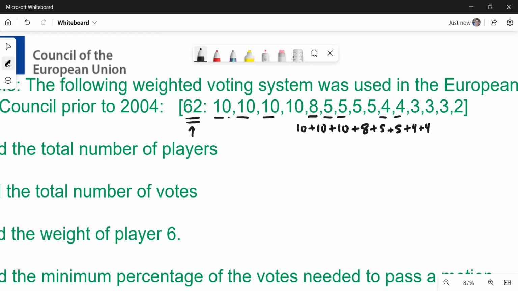We have to get 62 votes. So if I get both 3s, I'll add 6 more votes, and that would be 62 votes. That would be enough. Notice that would be quite a few players. That's how a quota works.